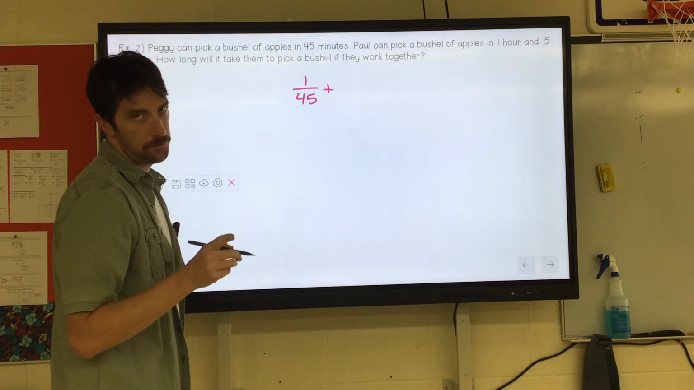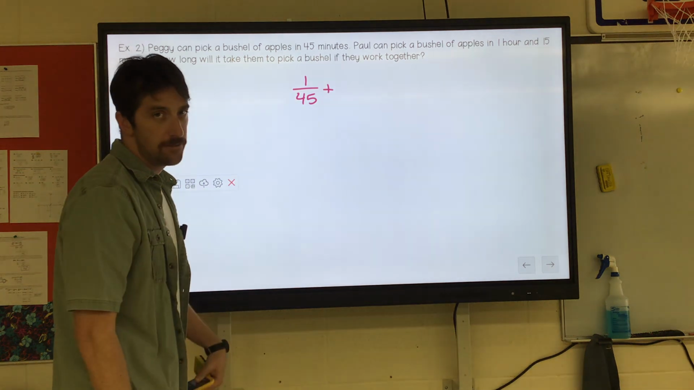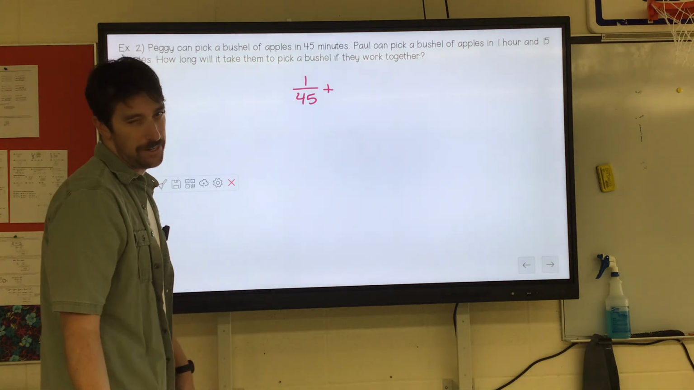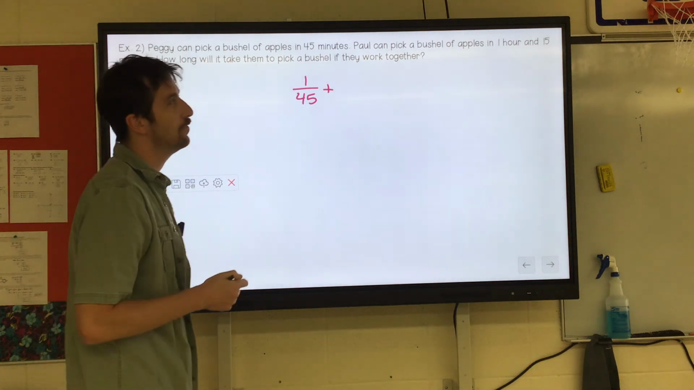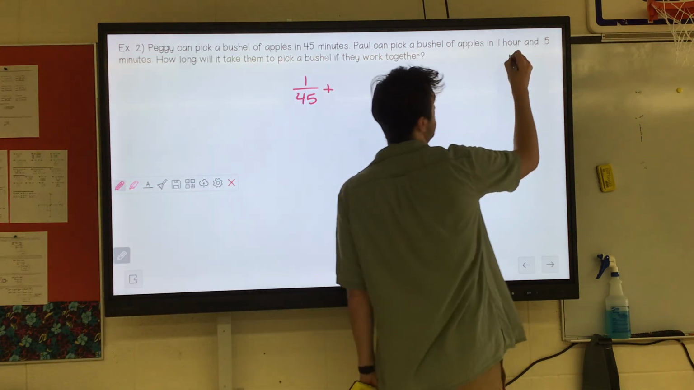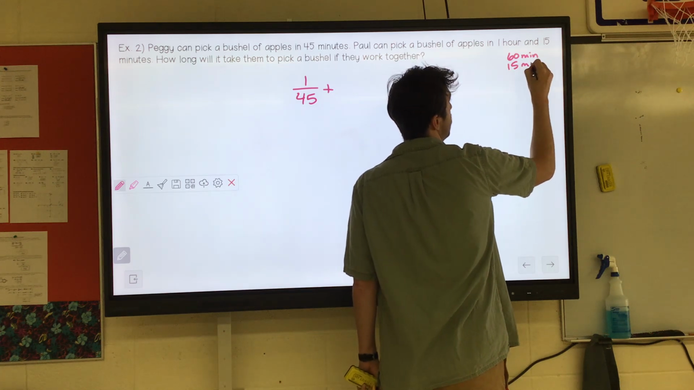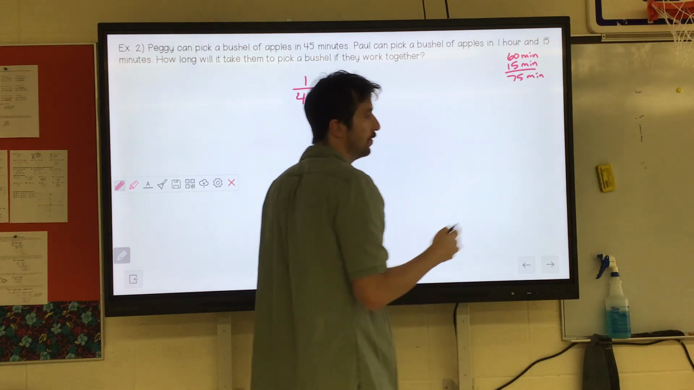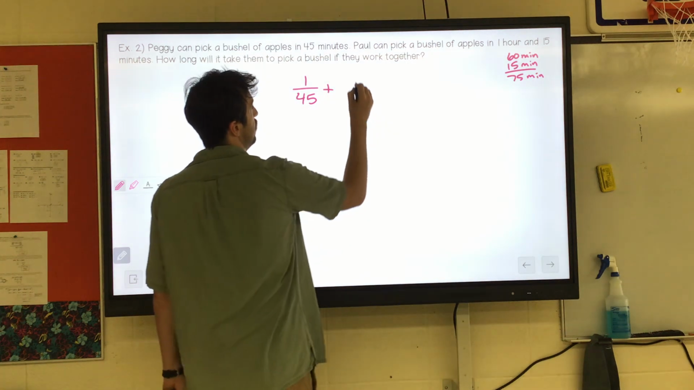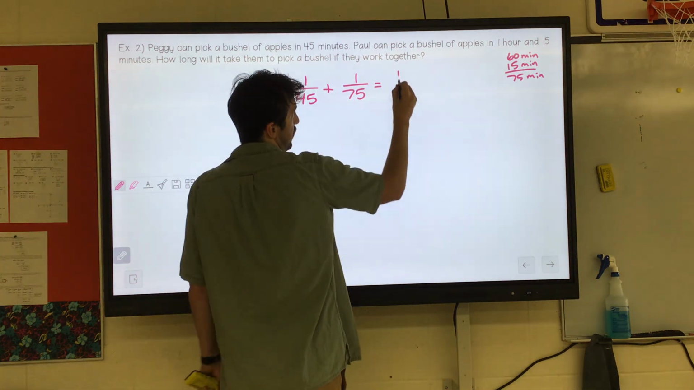Now here's the tough spot. First one, they just gave us minutes. The second one, they gave us hours and minutes. So we needed all hours or we needed all minutes. Now, 1 hour and 15 minutes. 1 hour is 60 minutes. And we're just going to add 15 to that. That's 75 minutes. So it takes Polly 75 minutes. How long will it take together? I don't know. That's our unknown.